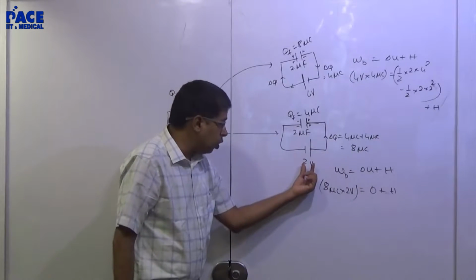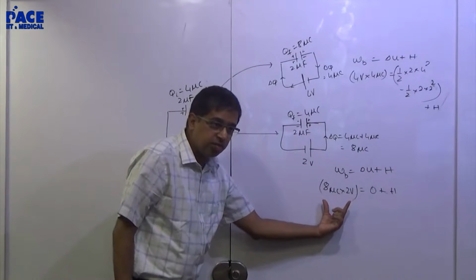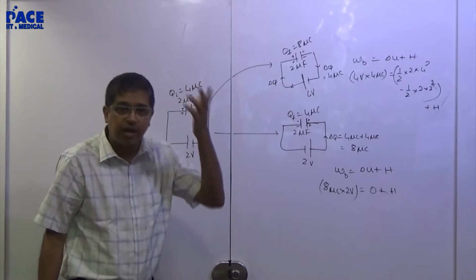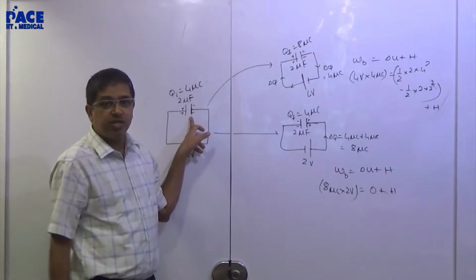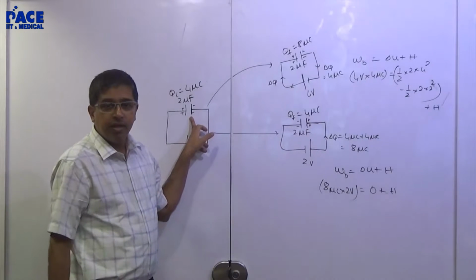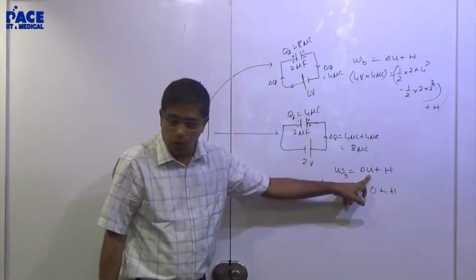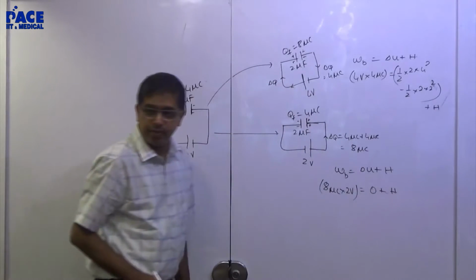Now 8 microcoulombs was pushed by the battery through a potential difference of 2 volts. This is the work done by the battery. Half CV square here and half CV square here are the same. If they are the same, net total delta U will become 0. So the whole of the work done by the battery must be lost in the form of heat.